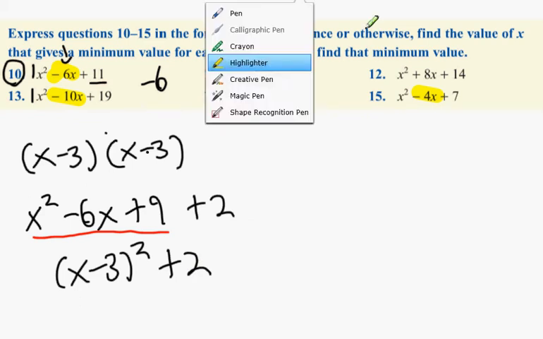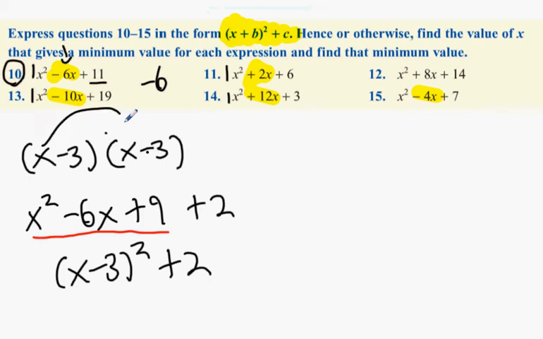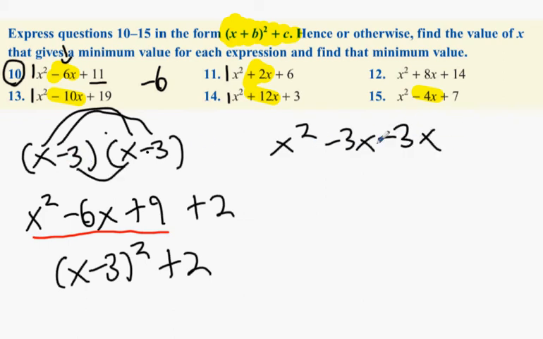Oh yeah, sorry, I'll just do that for you there. X by x, x squared. X by minus 3, minus 3x. Minus 3 by x, minus 3x. See that? And then minus 3 by minus 3, plus 9. And I turned it into minus 6x plus 9. Alright? Try another one now.